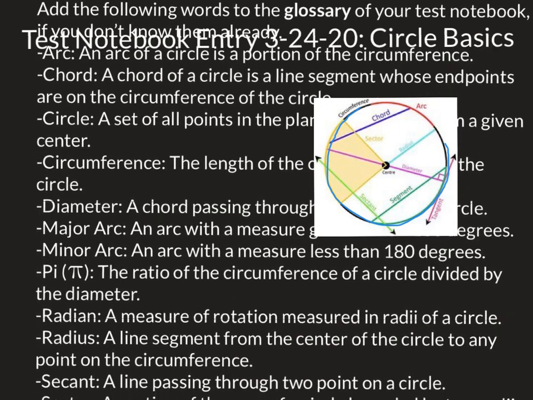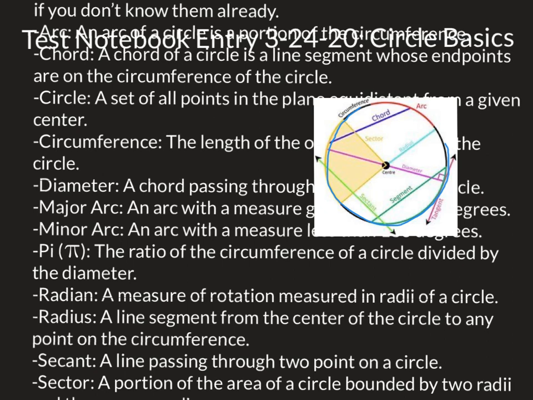Then moving on down, we have pi, which is a constant value. It's the ratio of the circumference of a circle divided by the diameter. So this length, the circumference, divided by this length is pi. It happens to be about 3.14.